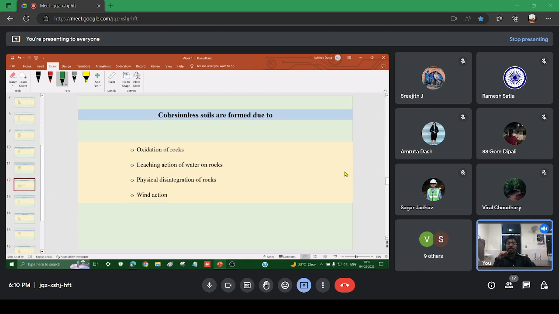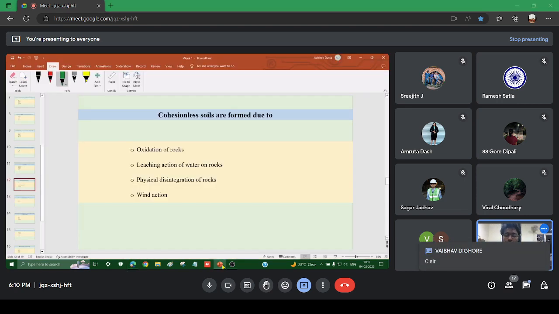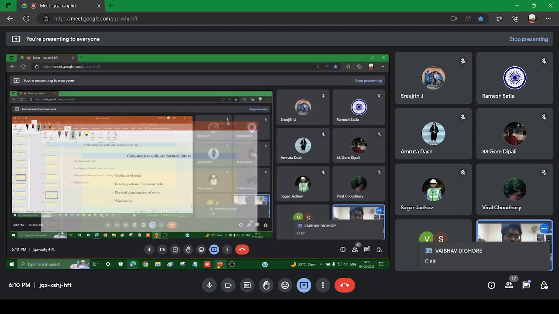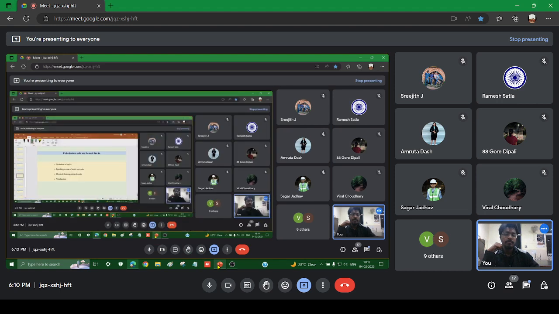Okay. Next question. Cohesionless soils are formed due to physical disintegration of rocks. Anyone else? C, sir. Anyone else?